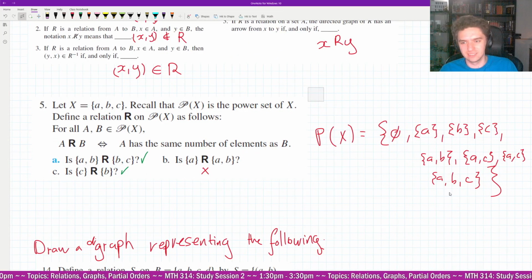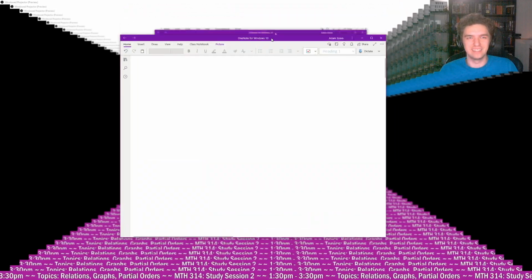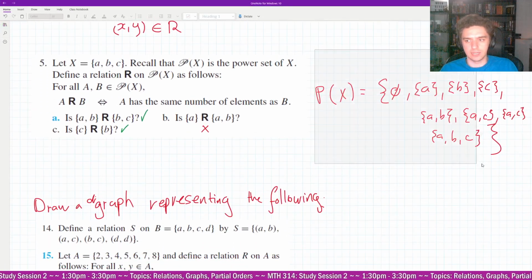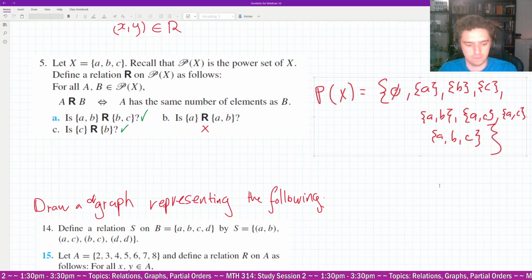Let's just use this. Oh, OneNote's freezing on me. That box is not supposed to be there. Okay, I will restart here. Sorry, that was probably an alarming effect. There we go. No, that's not what I want. Okay, let's try that again. There we go.